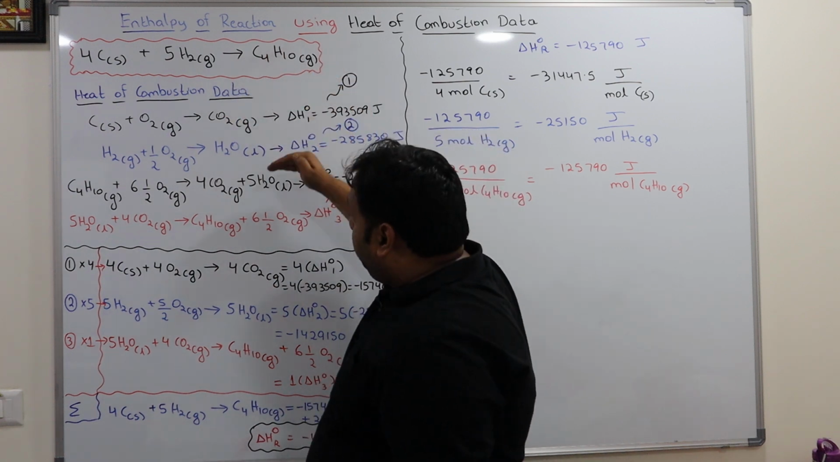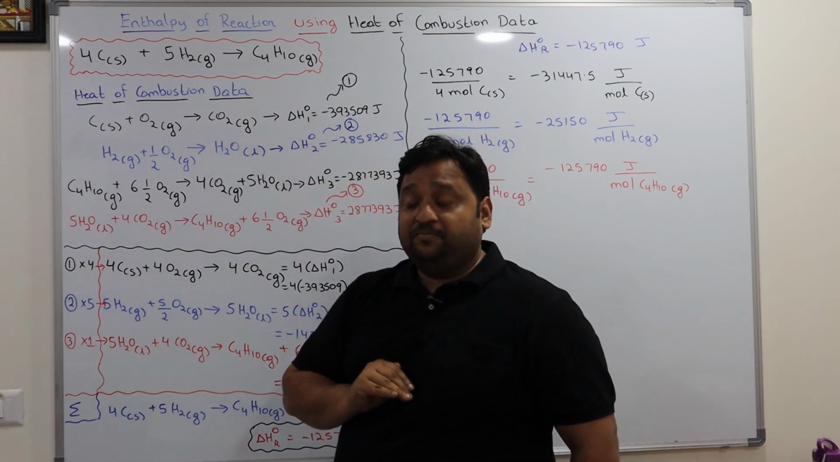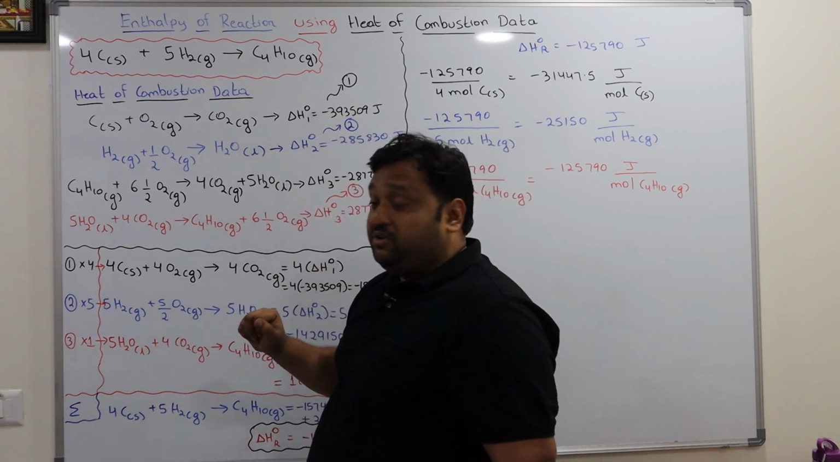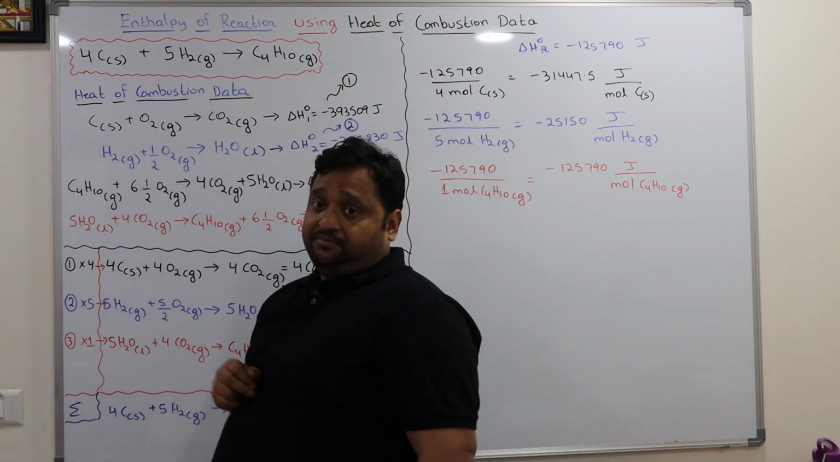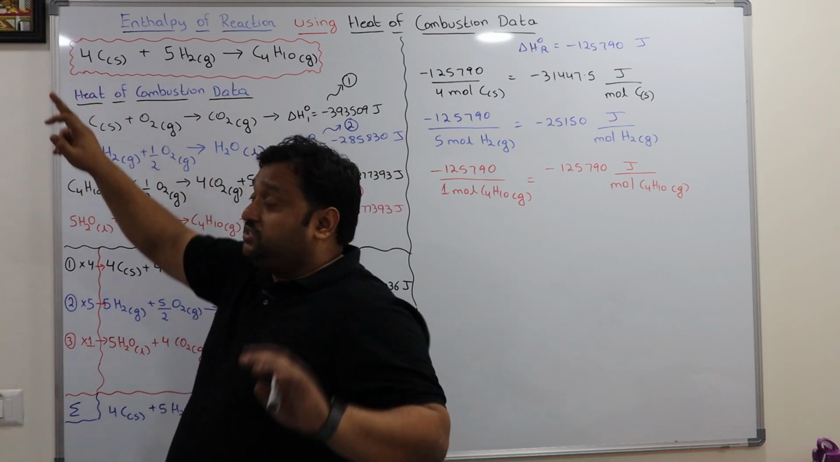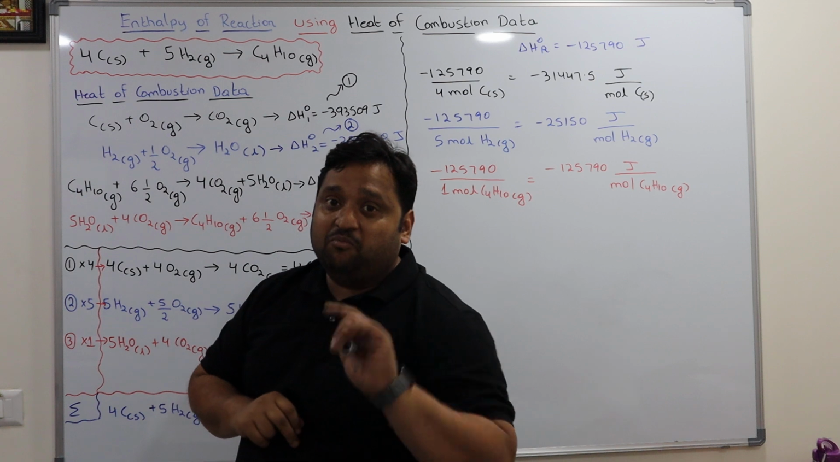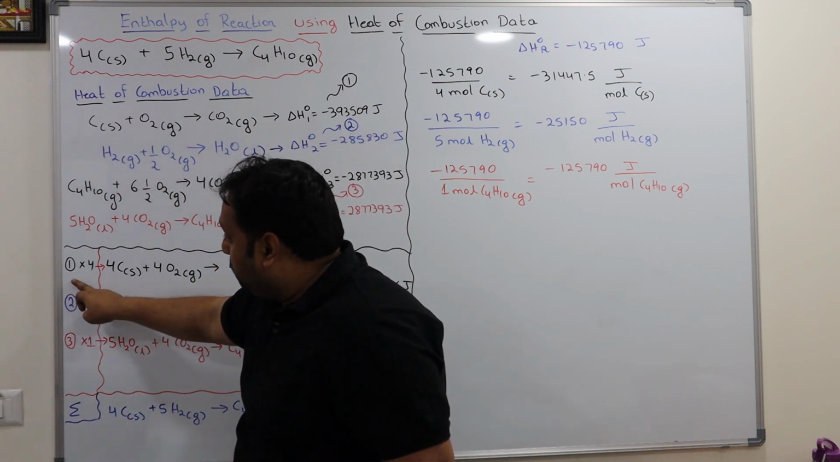So now I have the 3 reactions. Using these 3 reactions' combustion data, I can find my enthalpy of the reaction. In the first reaction, how many moles of carbon are required? 4 moles. But I have only 1 mole here. So let us multiply the first reaction by 4.